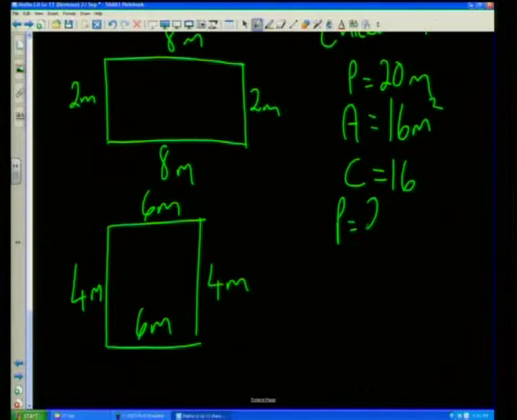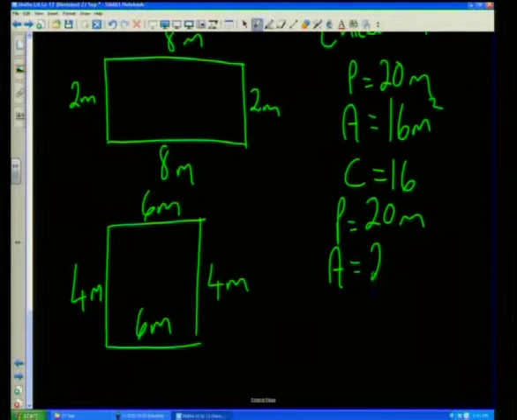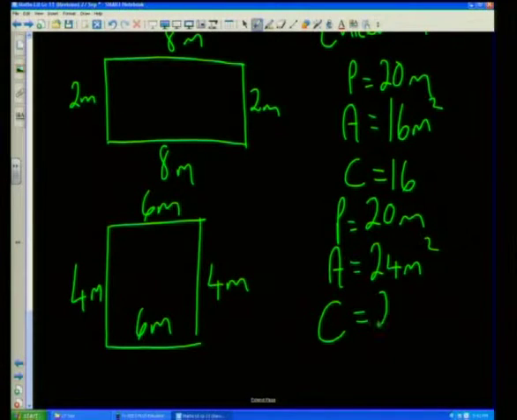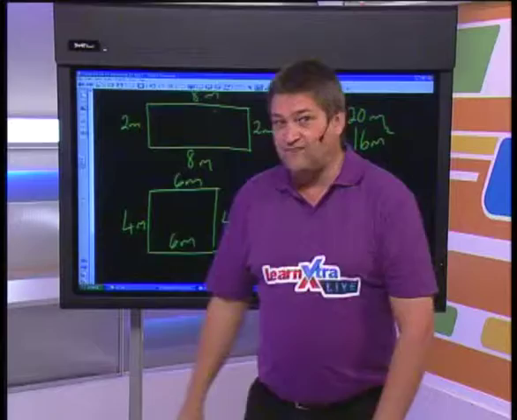My perimeter is 20 meters. What's my area? My area is length times breadth. 6 times 4 is 24 meters squared. How many chickens does that mean? That now means 24 chickens.